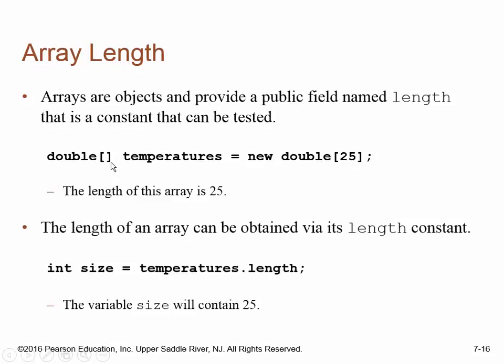Arrays have a built-in property called length. So even though the elements that are in this temperatures array would go from 0 to 24, there are still 25 elements. And the way that you refer to that is the name of the array dot length. So in this case, size would hold 25.